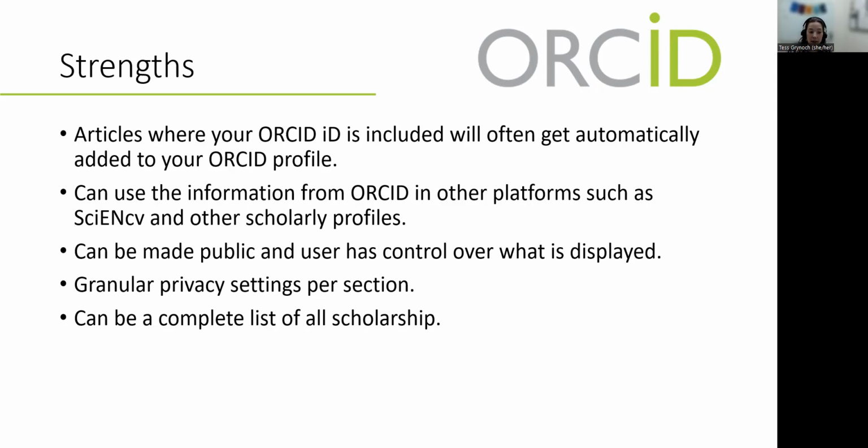And it can be a complete list of all scholarship. So even if you aren't able to search and link all articles from Scopus, for example, you can pull them in from different platforms, as well as manually adding. So even if something is not located on one of the search and link functions or a bibtex file, you can add those in yourself. And so it can be a complete list of all types of scholarship.